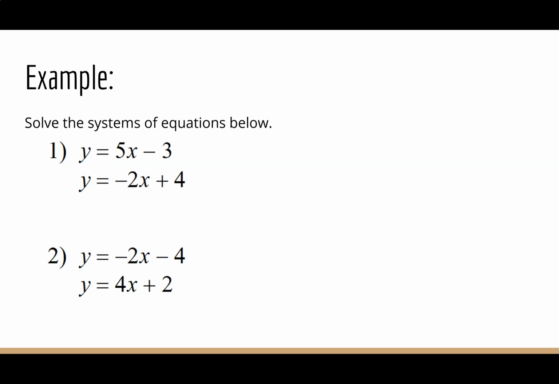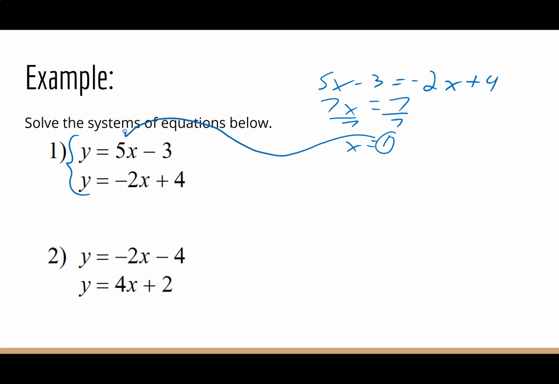So the system, both the equations are in y equals. So what I can do is jump straight to saying 5x minus 3 equals negative 2x plus 4. If they're both equal to y, I can set them equal to each other. Solve for x, so I'm going to add 2x over here, add 3 over there, divide by 7, x equals 1. That's half my answer. I'm going to take that and plug it into one of these, doesn't matter which. So 5 times 1 minus 3, 5 minus 3 is 2. So y equals 2. So my answer is 1, 2.